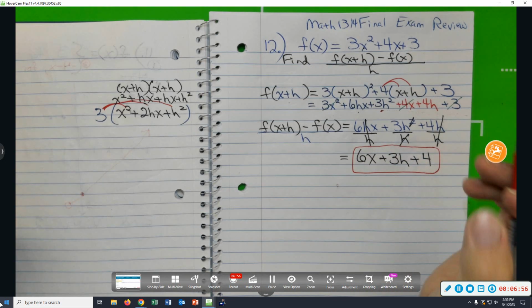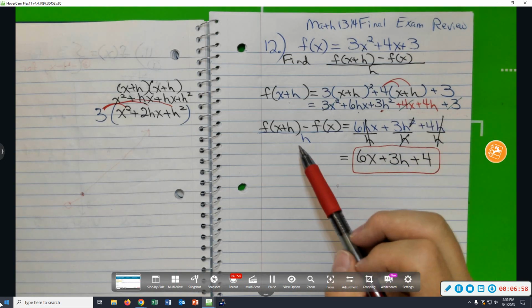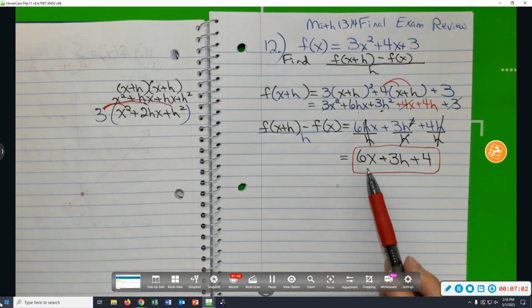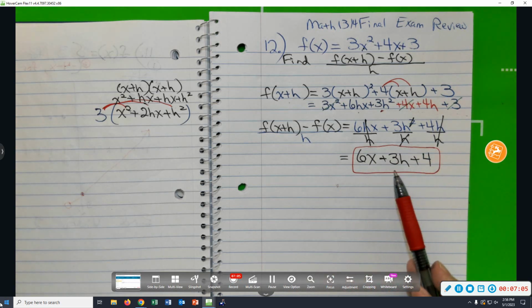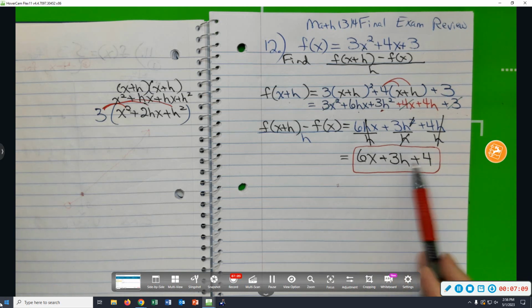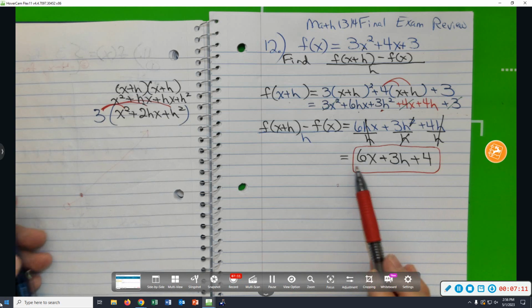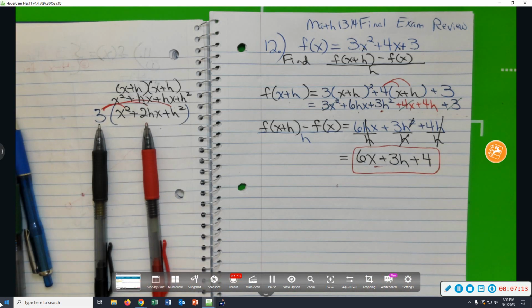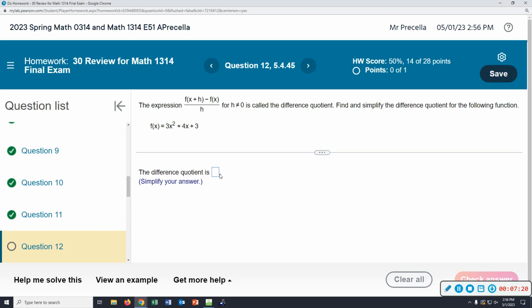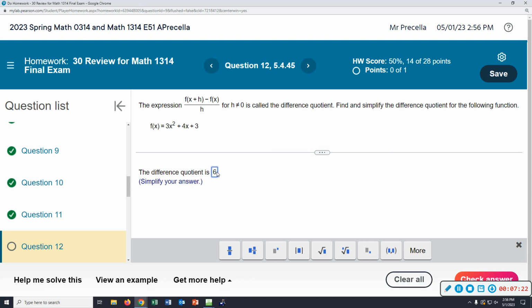If you have to take a calculus class, that difference quotient is an important part of the definition of derivative. And so at that point, you'd have to start worrying about what happens as h gets closer and closer to 0. We don't have to worry about that. All we need is 6x plus 3h plus 4. So coming back over here, 6x plus 3h plus 4.